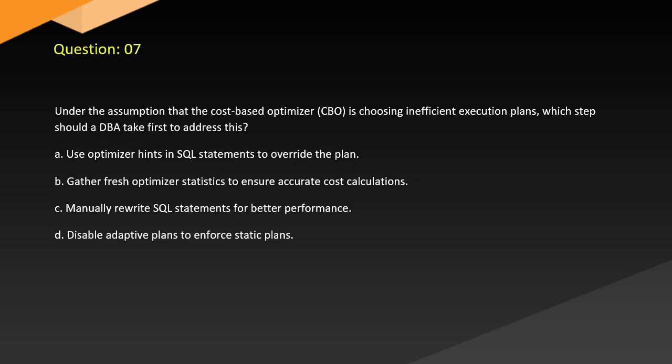Question 7. Under the assumption that the cost-based optimizer, CBO, is choosing inefficient execution plans, which step should the DBA take first to address this? A. Use optimizer hints in SQL statements to override the plan. B. Gather fresh optimizer statistics to ensure accurate cost calculations. C. Manually rewrite SQL statements for better performance. D. Disable adaptive plans to enforce static plans.